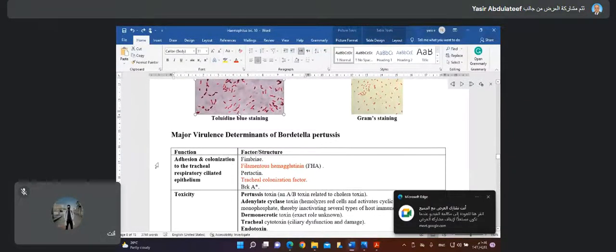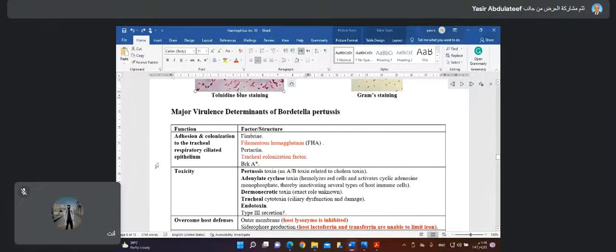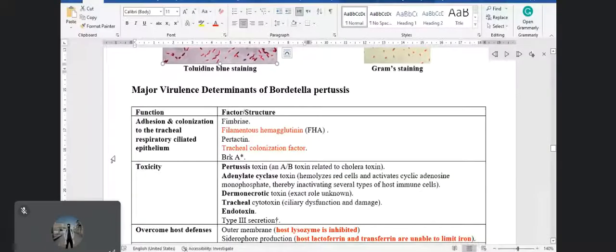Okay. So the major virulence determinant of Bordetella pertussis is actually the tracheal colonizing factor. Of course, the fimbriae help with this, and the filamentous hemagglutinin, the pertactin and the others. These are important for adhesion and colonization on the trachea and on the respiratory cilia. First, the bacteria needs adhesion and colonization in order to replicate.